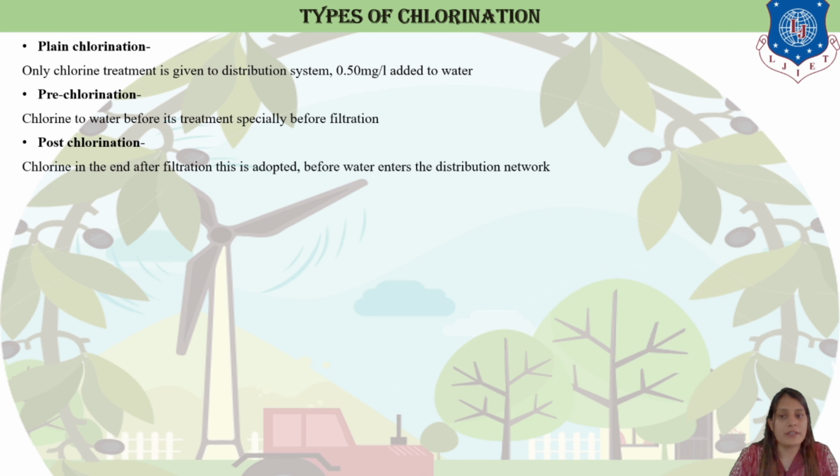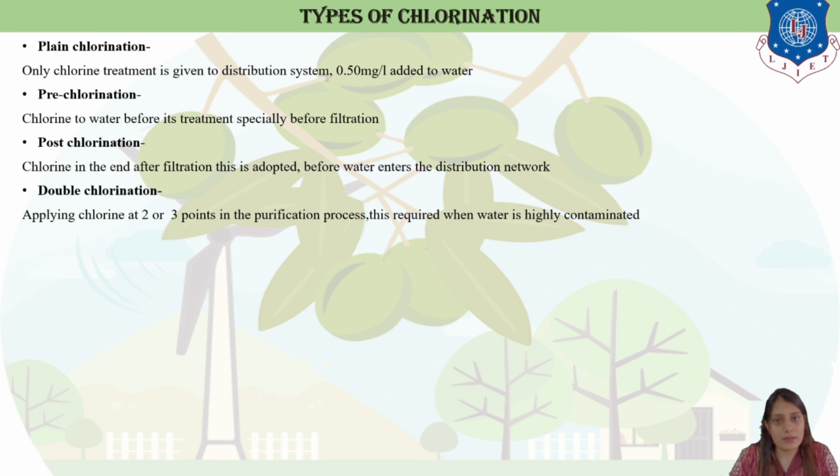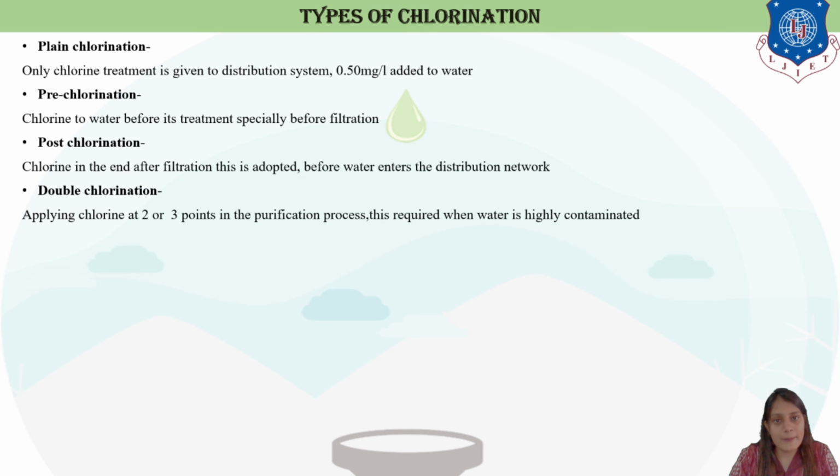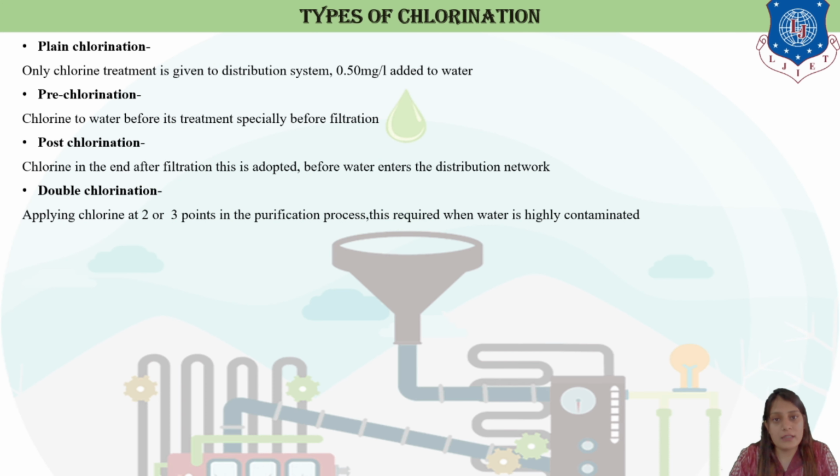Next, there is the double chlorination process. Chlorine is applied at 2 to 3 points in the purification process, which is required when water is highly contaminated. This process is basically applied by the local governing body to the water supplied to our houses, whether from Narmada water or any other river water, right? Mahi river water, or water coming to the cities, will be given the chlorination process, which is very important. So plain chlorination, pre, post, double.